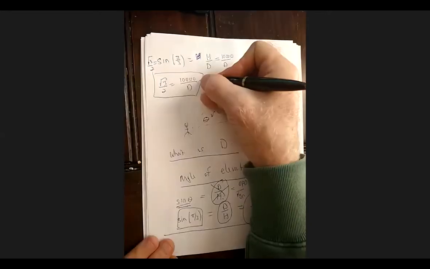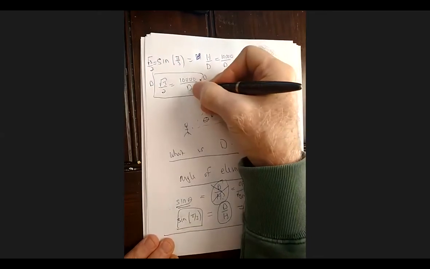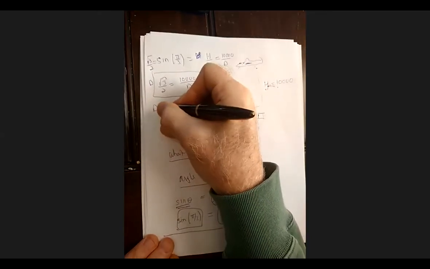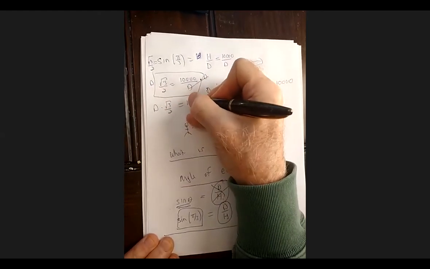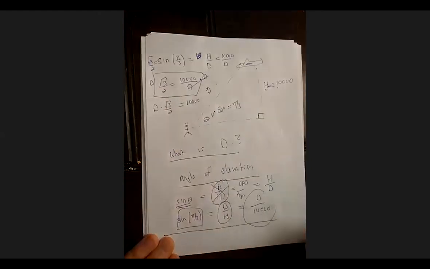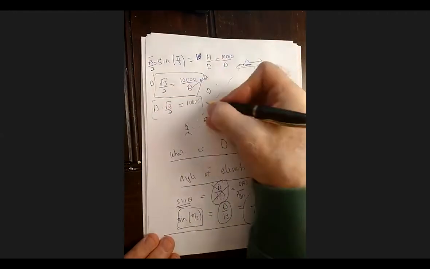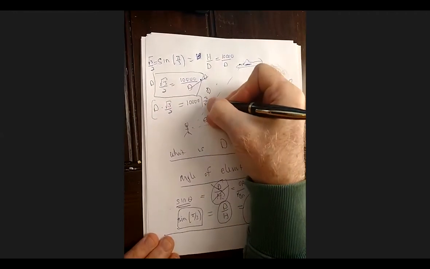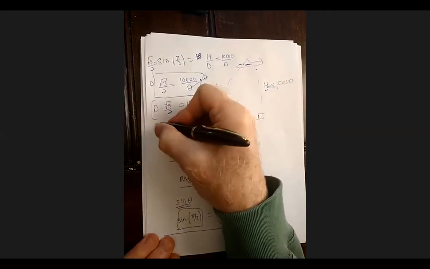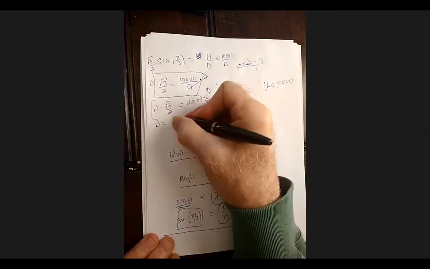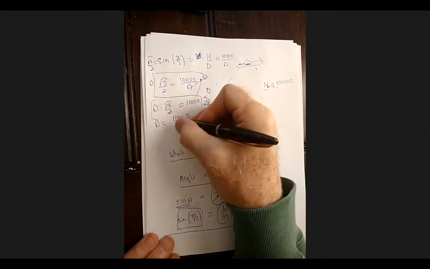And so I'm going to multiply both sides by d to get rid of the d, and I get d times square root of 3 over 2 is equal to 10,000. And then I need to clear this number, so I'm going to multiply both sides by the reciprocal. That cancels and that cancels. So I get d equals 10,000 times 2 over square root of 3.